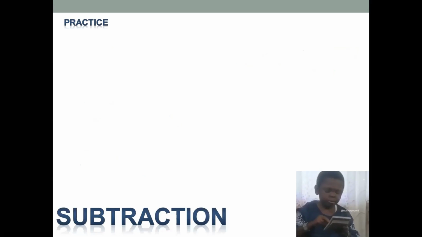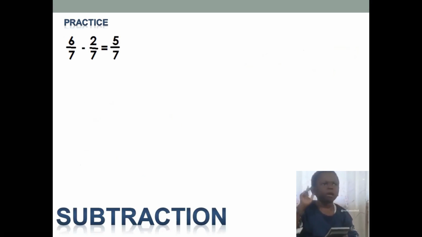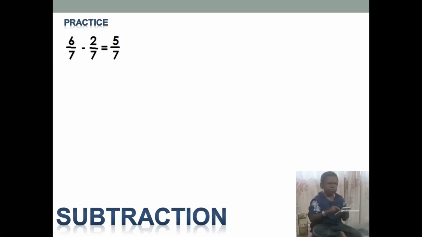Next, practice in subtraction. Okay, again guys, pause the video if you want to practice and resume the video if you want to check your answers. Similar fractions, just copy the denominator and follow the operation.